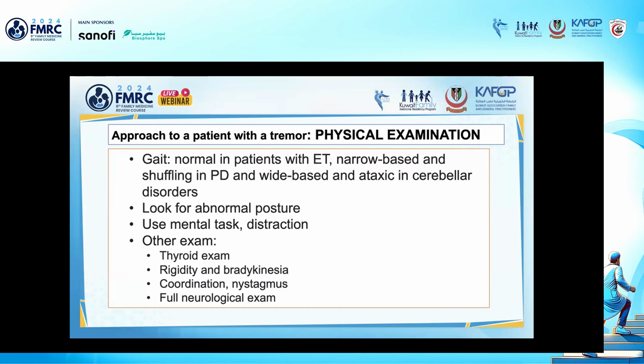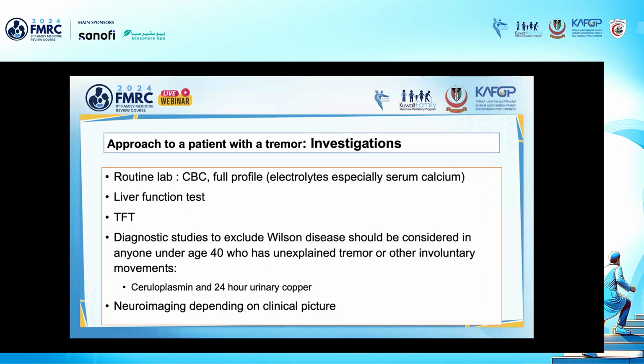And you might want to do, according to your differential, a thyroid exam, rigidity and bradykinesia, coordination, nystagmus, cerebral disease, and neurological exam. For the investigations, you should order the routine labs, including CBC, full profile, especially electrolytes and serum calcium, liver function test, because sometimes patients with liver failure have flapping tremor, and thyroid function test. And the guidelines mention that you have to exclude Wilson disease in any patient who is under 40 presenting with unexplained tremor or involuntary movement. So they usually do ceruloplasmin and 24-hour urinary copper, and if indicated, neuroimaging.